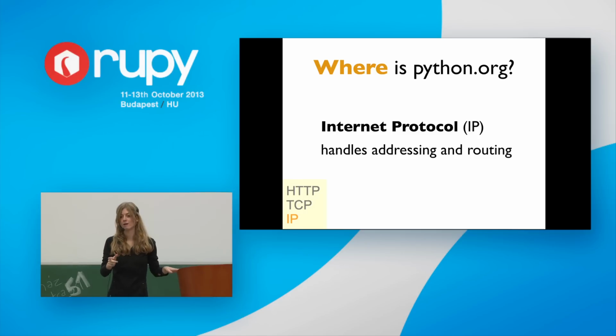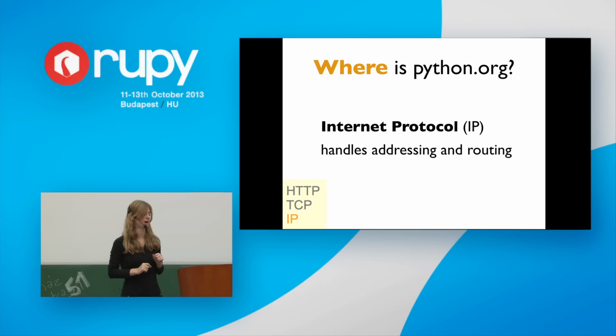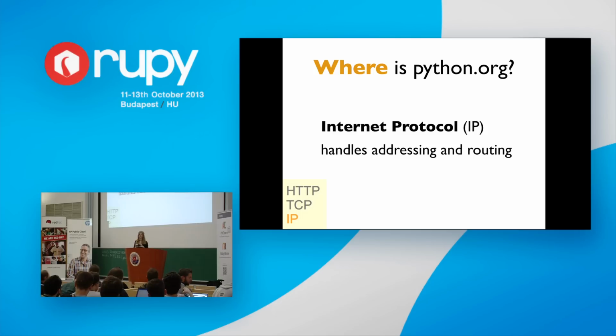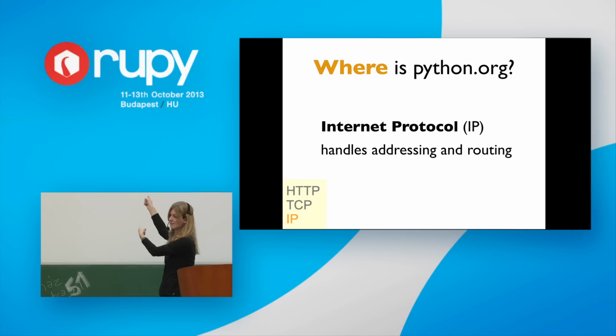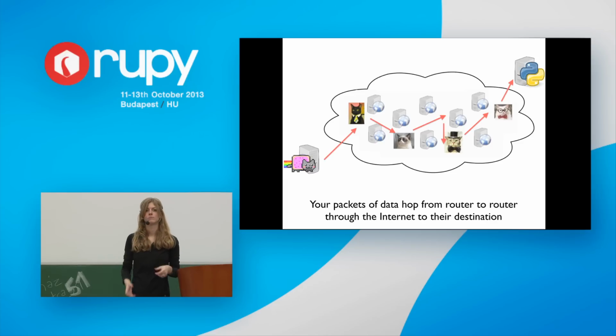Step number 2, where is python.org? Well, fortunately, we have a protocol answering this question as well. This is the Internet Protocol. IP's job is to handle addressing and routing throughout the internet, and that IP is the IP in IP address. So I don't have a direct line to python.org. I have to use the internet, and my packets of data are going to hop through several intermediate computers on the internet, or routers, to get from point A to point B. So a really important question here is, well, who figures out what the right path to take is? And that's IP's job.